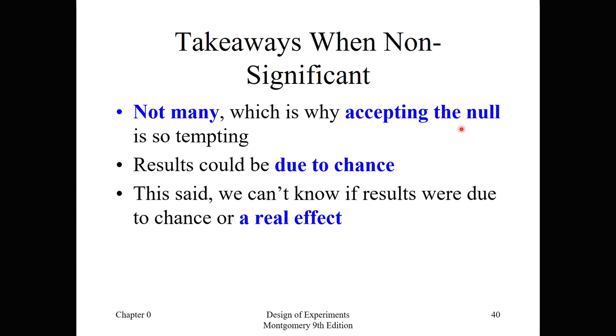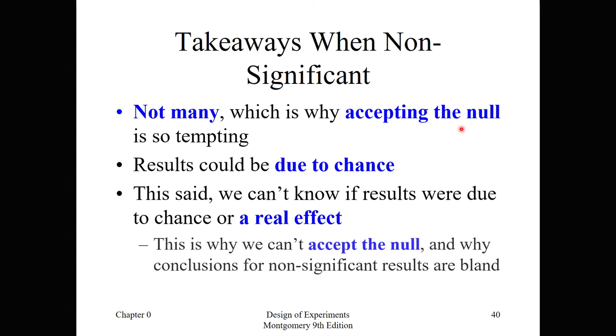Now, the issue with accepting the null hypothesis is, though the results could be due to chance, they could also be due to a real effect. And this is why we can't accept the null: we don't know. We don't know if the results were due to chance or due to a real effect. And actually, it'd be really nice if we could say these results were just due to chance, because then we could accept the null. But that's not the case.